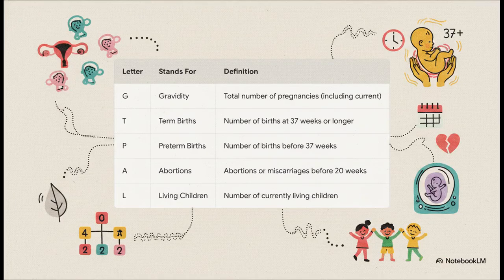And to get an even clearer picture, we use the GT-PAL system. This gives you that detailed pregnancy history in a single glance. You've got G for gravidity, T for term births, P for preterm, A for any abortions or miscarriages, and L for living children. It's basically the clinical shorthand that tells the whole story.